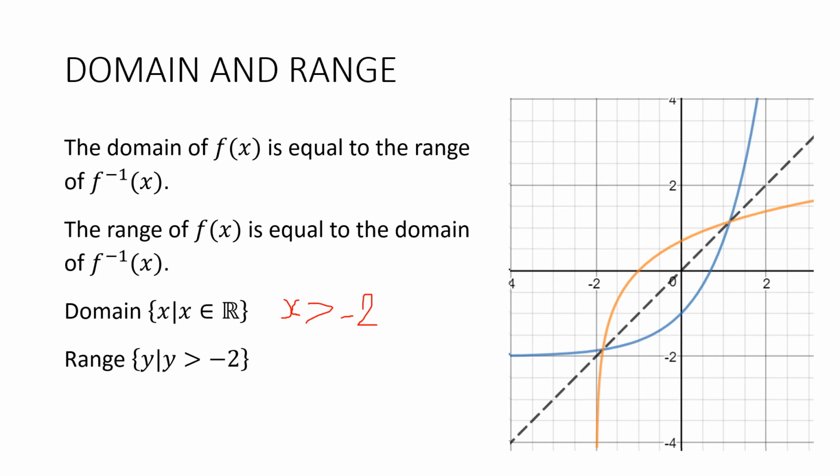And what about the range? It goes through all negative numbers. Actually it looks like there might be an asymptote here. I haven't shown you enough of the graph, but there's not. It goes up and up and up to infinity. So it's going to be all real numbers for y. So our range will be y is an element of the set of real numbers. So you can see how they've switched.